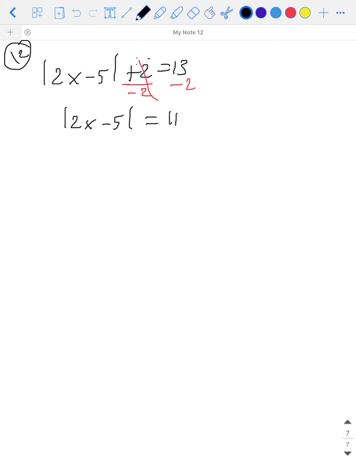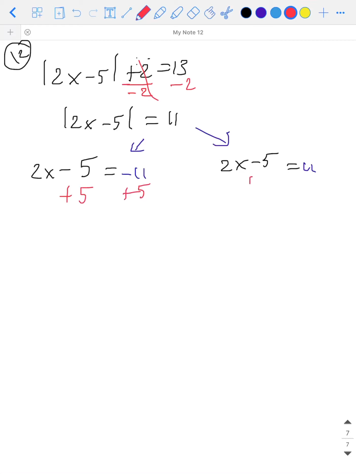And now up to this step is just like any other absolute value functions. We're going to have the negative version and we're going to have the positive version. And by this step, you can just drop out the parentheses, the absolute value. And then now just work out throughout the question. I'm going to add 5 to both sides.